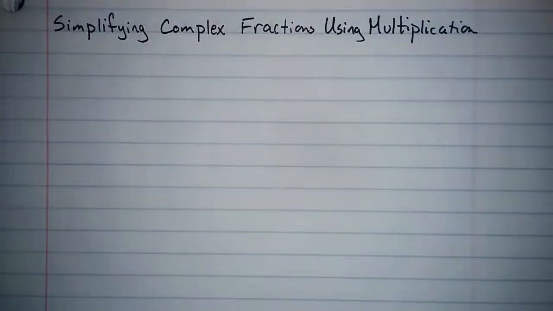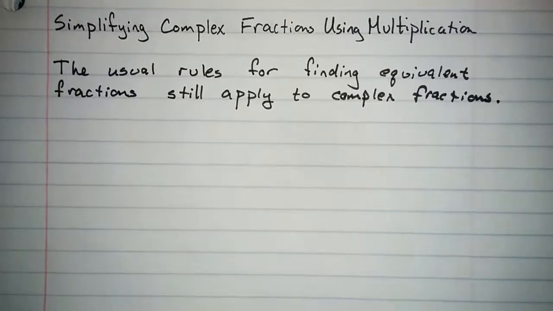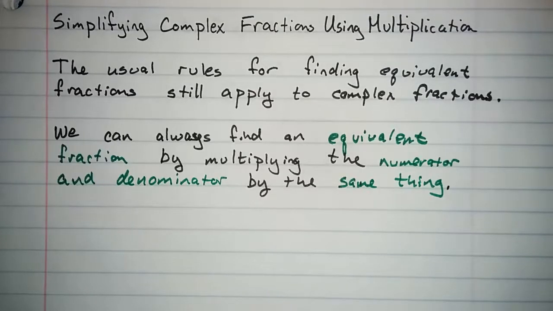There's another technique we can use to simplify a complex fraction that might be a little bit easier. It's going to be easier for some complex fractions, harder for others. And the thing to keep in mind is that the usual rules for finding equivalent fractions still apply to complex fractions. Namely, we can always write an equivalent fraction by multiplying the numerator and denominator by the same thing.